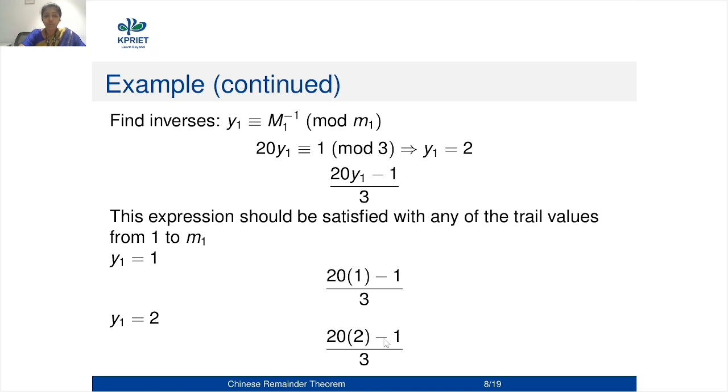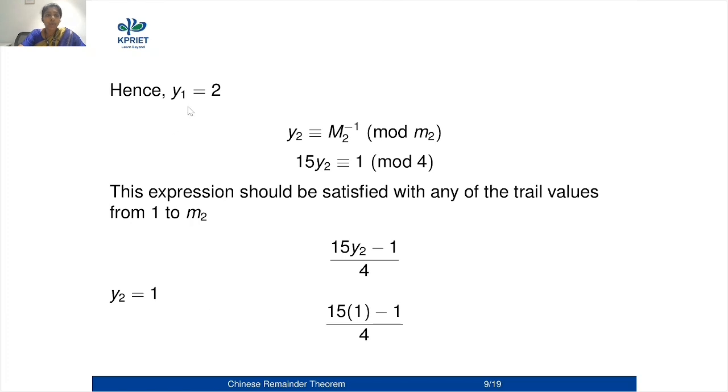20 times (2 minus 1) by 3. It is 40 minus 1 by 3, which is 39 by 3. So this expression is satisfied if I take y1 as 2. So the value of y1 is 2. Now let us solve using the same procedure for finding y2 and y3.